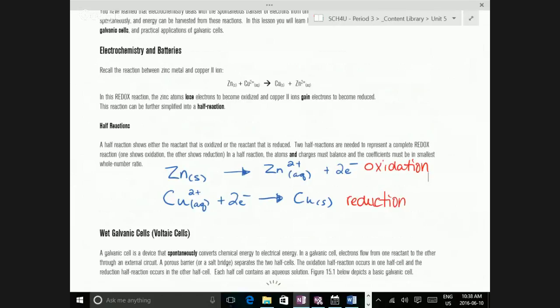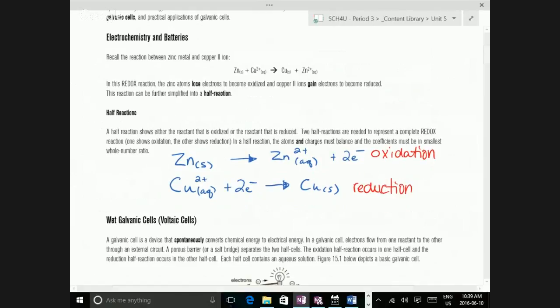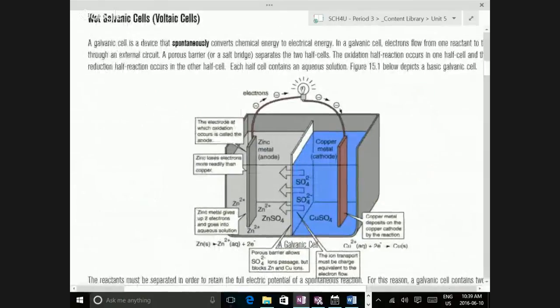So here's the challenge. We need to have zinc ready and waiting to become zinc 2+. And we need to have copper 2+ ready and waiting to become solid copper. The solution is what we call a cell. And this is a wet cell. And it's sometimes called a voltaic cell. You'll see it called a galvanic cell. But how it works is this. On the left side, we have zinc metal.